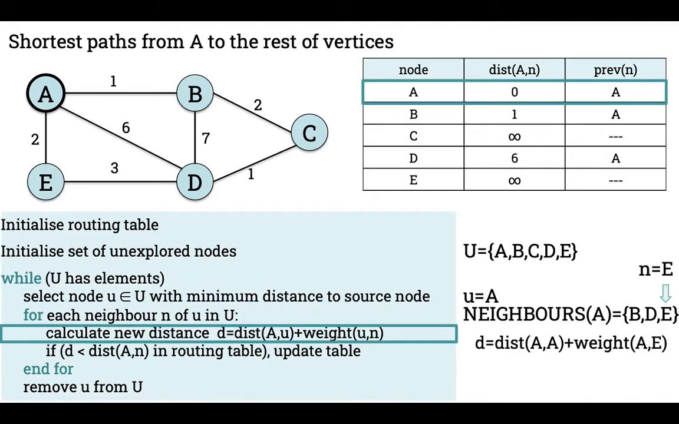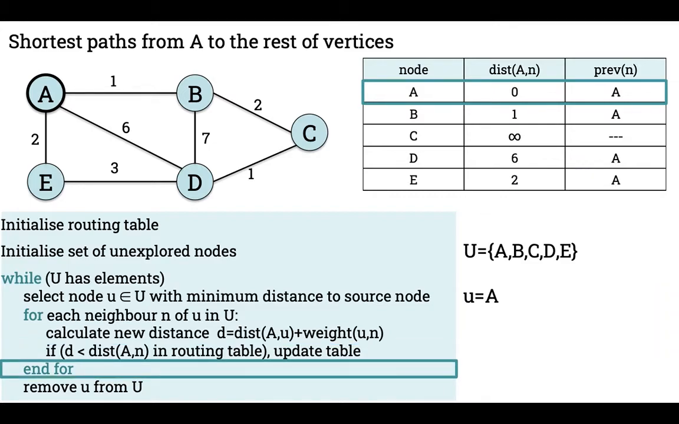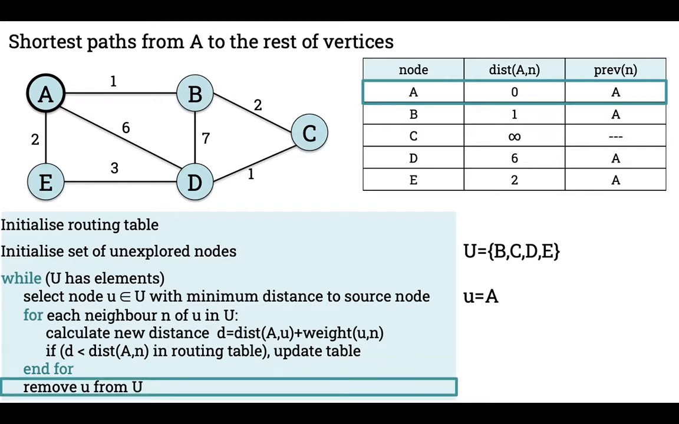We calculate the distance from the source node A to the node E by using the route that passes through A. This distance is equal to 2. And we check whether this distance is shorter than the distance recorded in the table from node A to node E. Yes, 2 is shorter than infinite. So we update the data in the routing table with the distance just found and the information about the previous node, which is A. There are no more neighbor nodes to process, so we end the for loop and remove node A from the list of unexplored nodes.